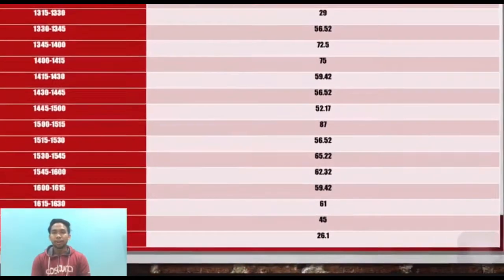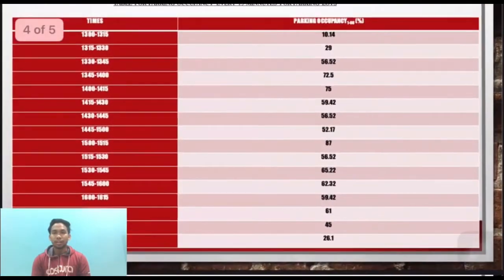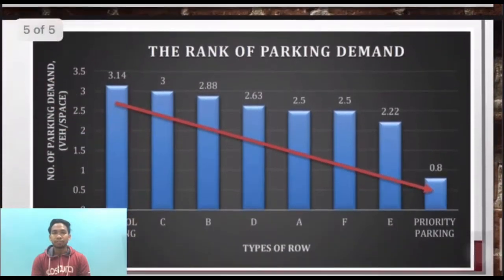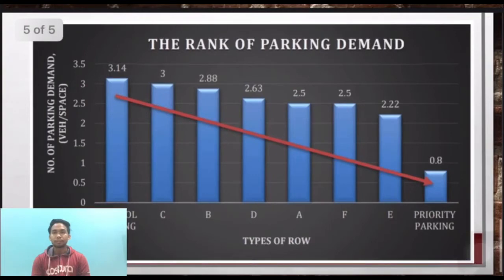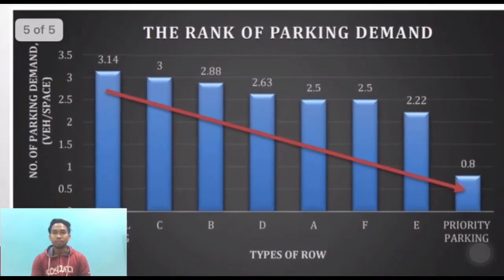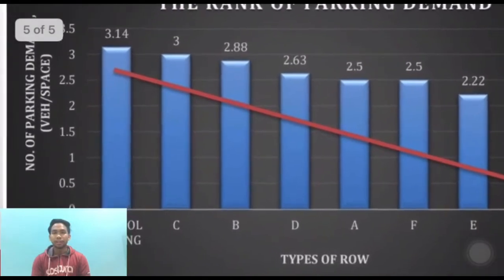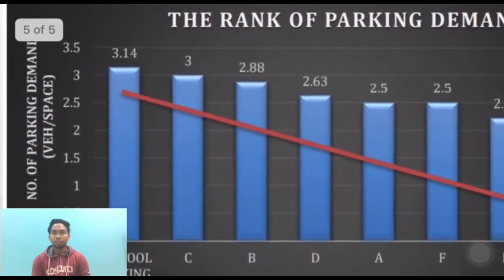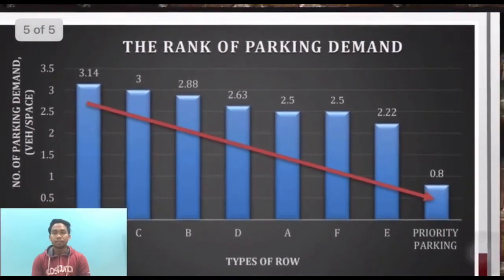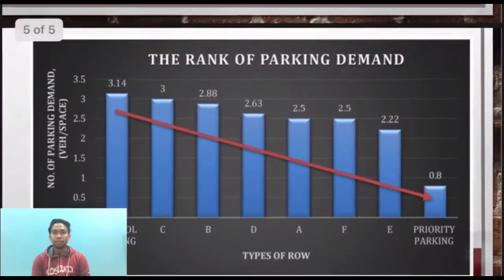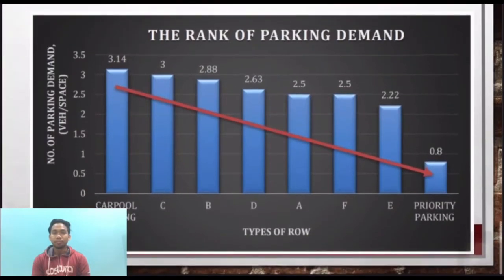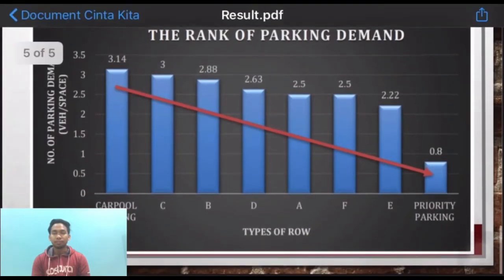Then, to determine which row has the highest and lowest parking demand, we use the value of turnover from the previous question. From the figure above, the highest parking demand is the carpool parking row with 3.14 vehicles per space. Meanwhile, the lowest parking demand is the priority parking row with 0.8 vehicles per space.